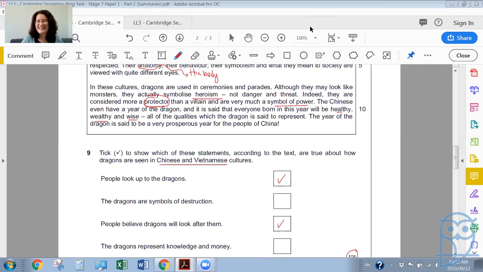Yes, good, wealthy. Good, guys, brilliant, excellent. Okay, good. Okay, there's another one. I won't tell you what it is yet. But all right, so the dragons represent knowledge and money.